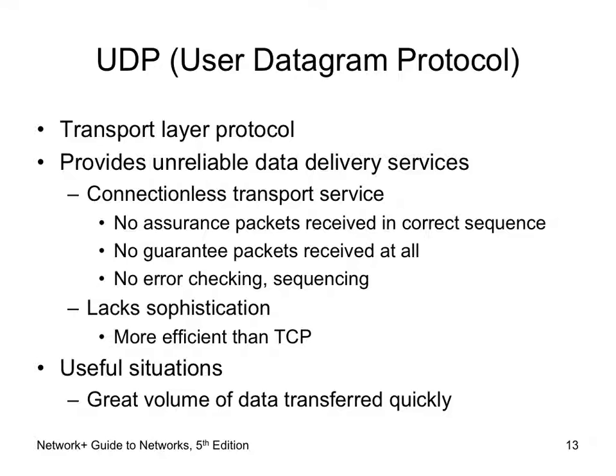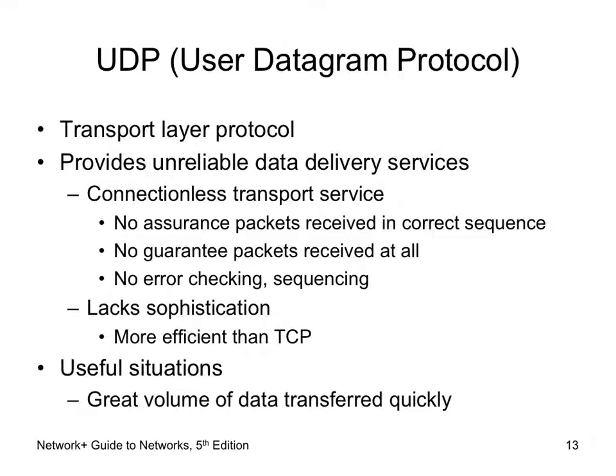UDP, it's a user datagram protocol within the sub-protocols of TCPIP. It's in the transport layer of the OSI. It provides unreliable data delivery services, connectionless, basically meaning no rules on this one. No assurance that packets are received in a correct sequence, no guarantee packets are received at all, no error checking. It lacks sophistication, more efficient than TCP because there's no rules. Anything that has no rules is generally faster, but doesn't mean it's safer, doesn't mean it's going to get there.